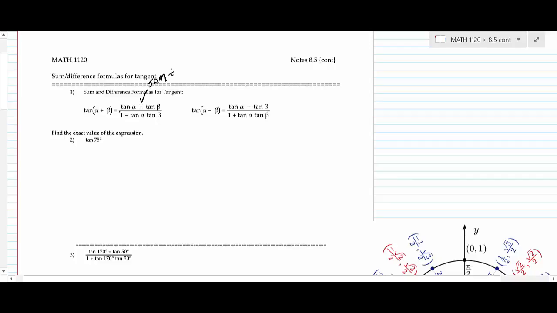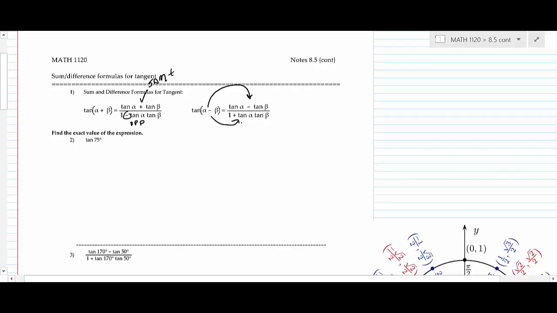So you say tangent alpha plus tangent beta, and then you have the opposite sign there. That's the structure. The numerator is just tan alpha plus tan beta. The denominator is 1 minus the product of those two. Okay, same thing works here. See how you have a minus there, and you have the opposite there.